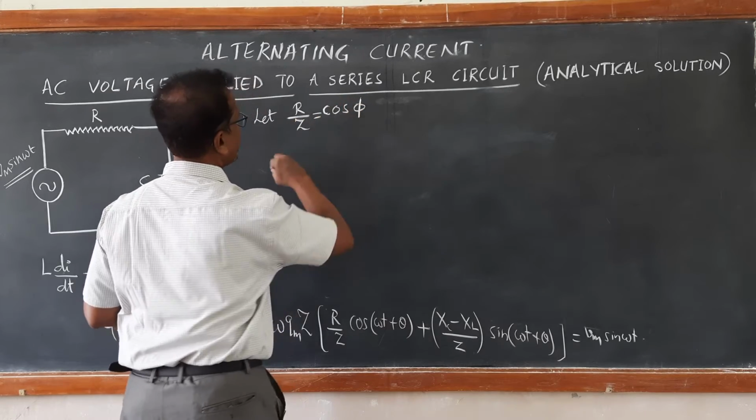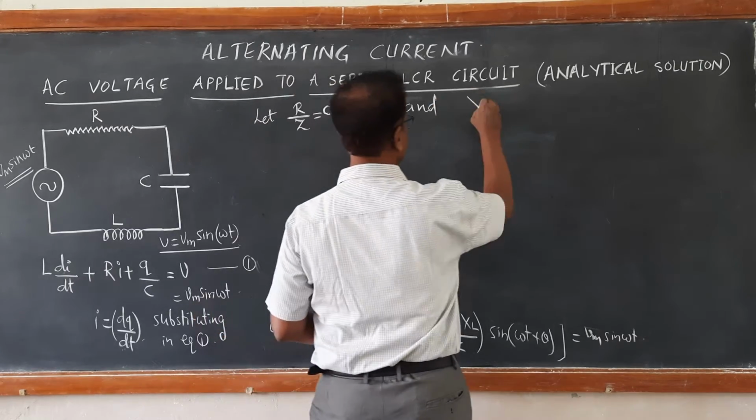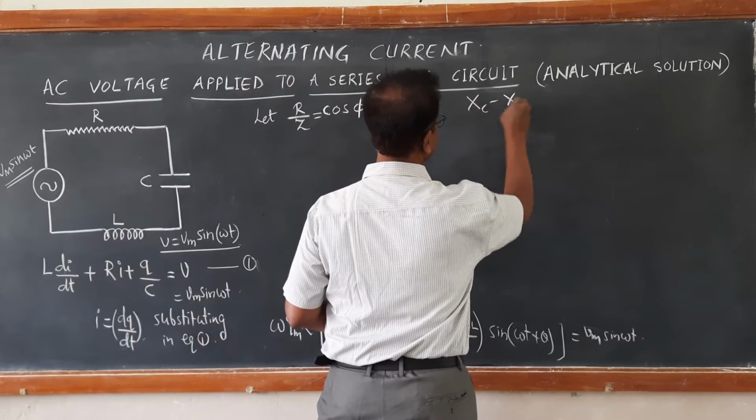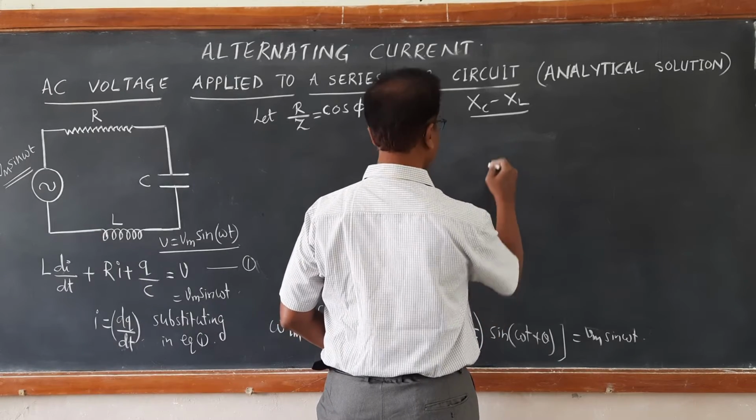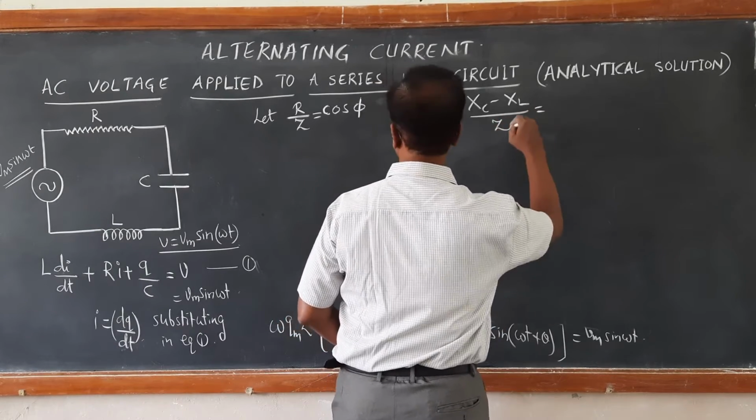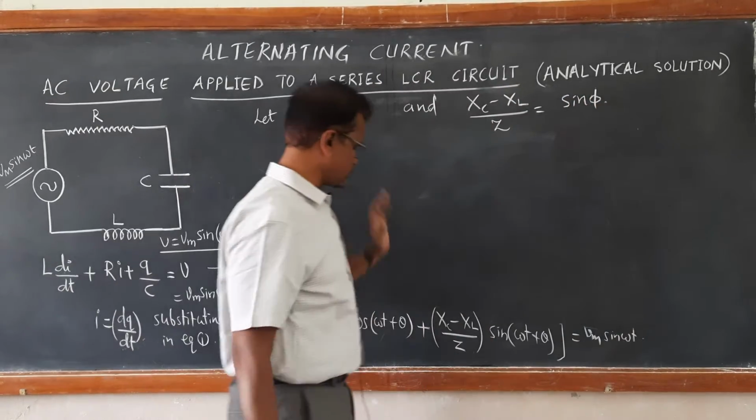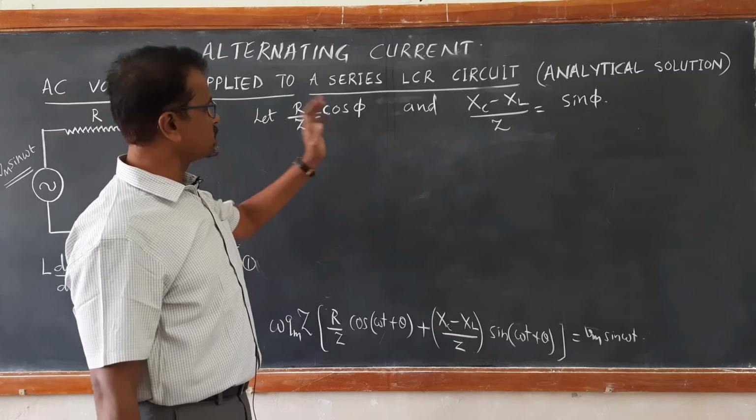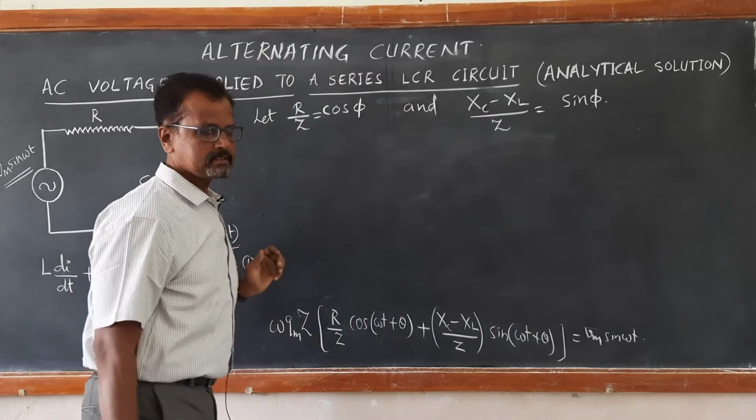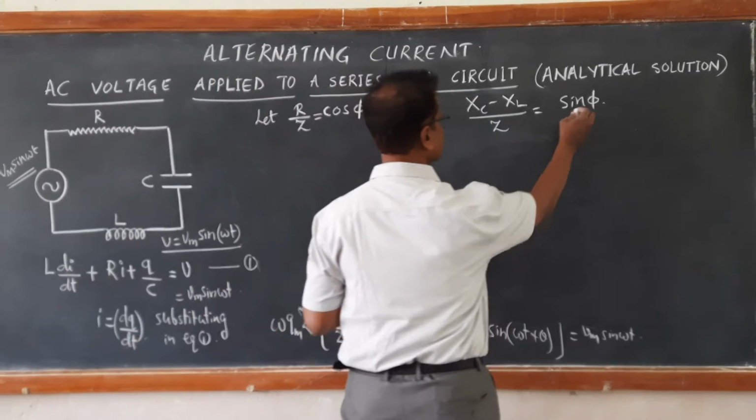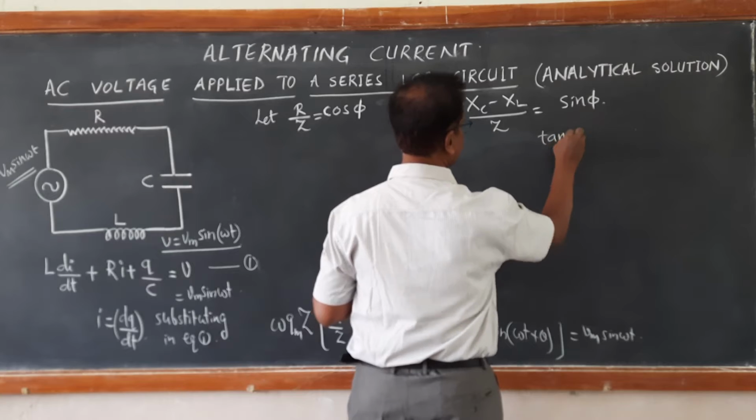Cos phi and (xc minus xl) by r, (xc minus xl) by z is equal to sin phi. So that I can substitute these values, and what is tan phi can be found out. Sin by cos phi we get tan phi. So dividing sin phi by cos phi, therefore we get tan phi.